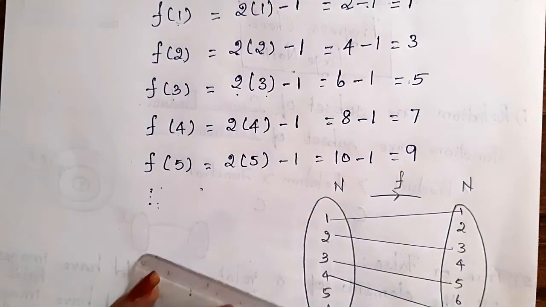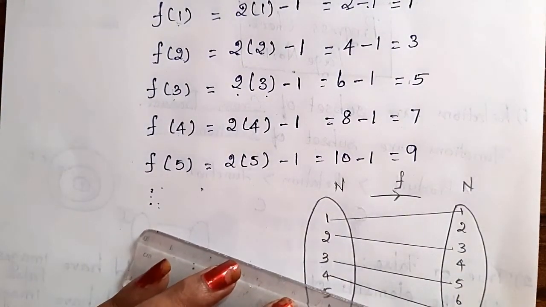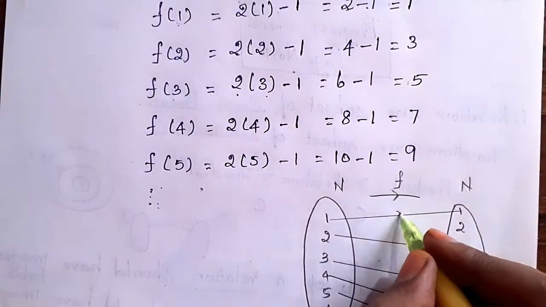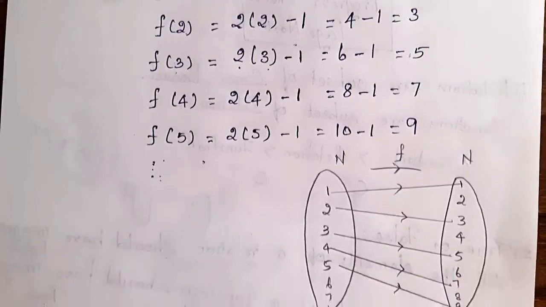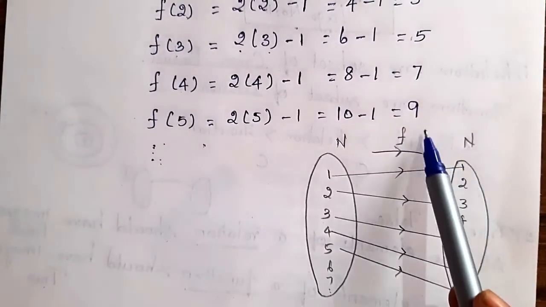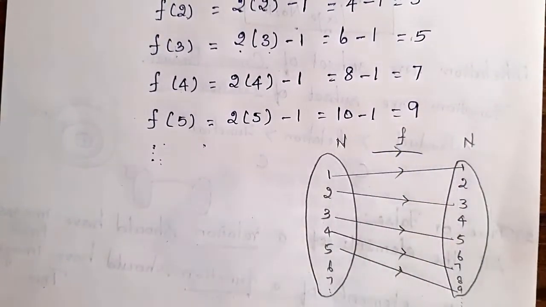5 goes to 9. So this is our arrow diagram. Using this arrow diagram, can you say whether it is a 1-1 function or not? I am asking you whether this function f from N to N is a 1-1 function or not.